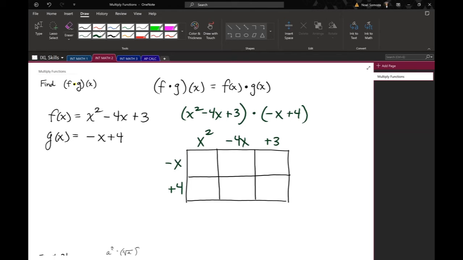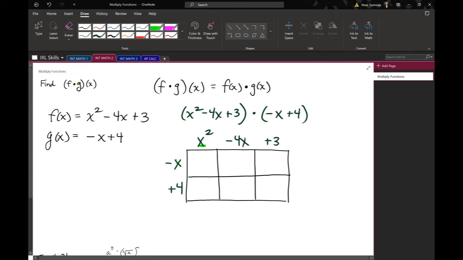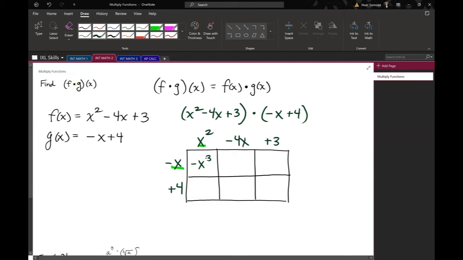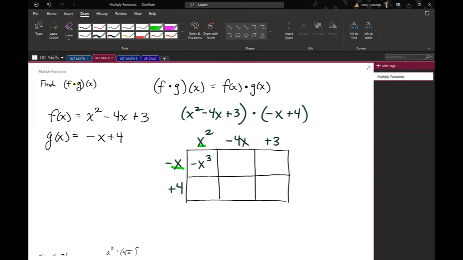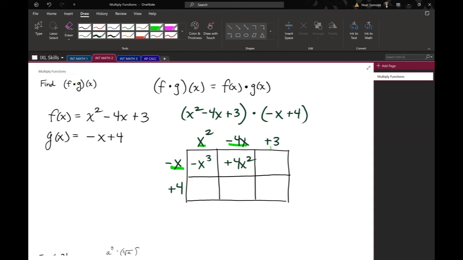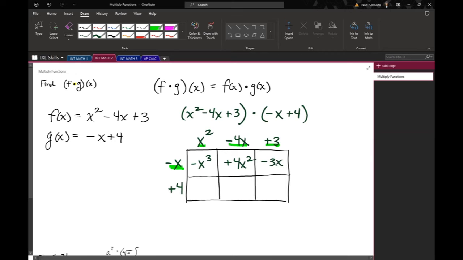So what we'll do here is we'll multiply the x squared with the negative x. That will give us negative x to the third. Then we'll multiply our negative 4x times negative x again. That gives us a positive 4x squared. And then we multiply the positive 3 with the negative x. That would be a negative 3x. All right, then we move on to the next row.